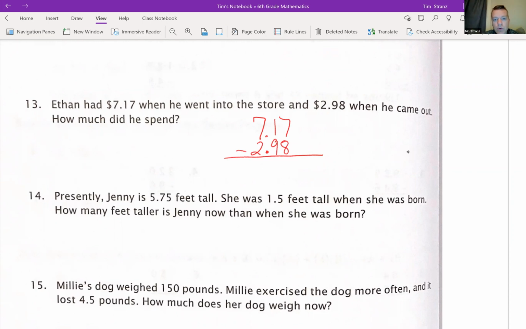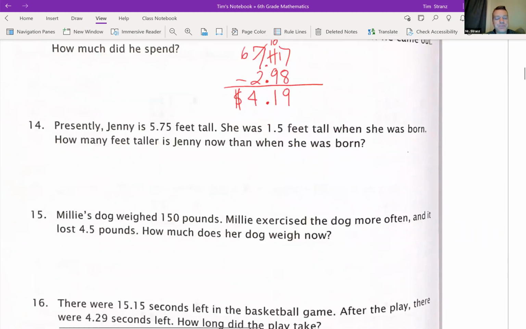So I'm going to have to go all the way over here and borrow 1 from the 7. That becomes a 6. This becomes an 11. Okay, I'm going to have to borrow 1 from the 11. This becomes a 10. 17 now minus 8 is going to be 9. 10 minus 9 is 1. Decimal. 6 minus 2 is 4. Okay, so when he came out, he had $4.19.